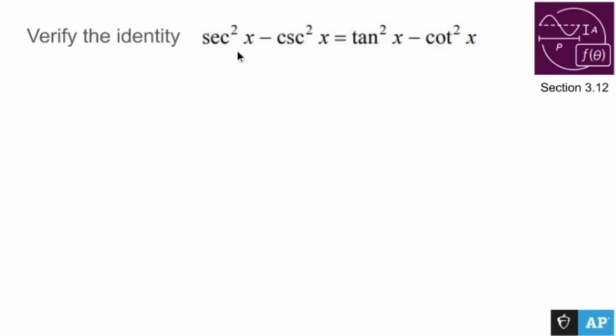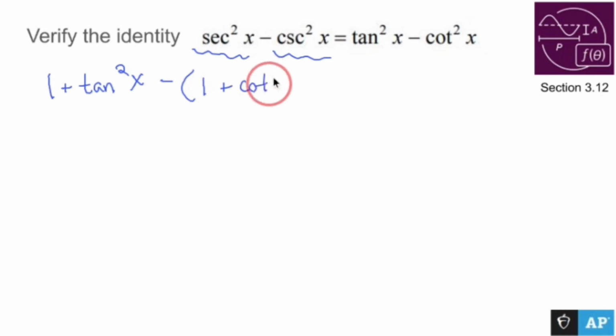Verify the identity secant squared x minus cosecant squared x is the same as tangent squared x minus cotangent squared x. What you're doing here is you're basically starting with the left and you're doing some math trickery to see if you can end up with something on the right. So this is what I see here. I see a Pythagorean theorem identity right here and I see a Pythagorean theorem identity right there. Secant squared x is the same exact thing as 1 plus tangent squared x, minus cosecant squared x, which is the same thing as 1 plus cotangent squared x. Oh, how they look so similar to each other.